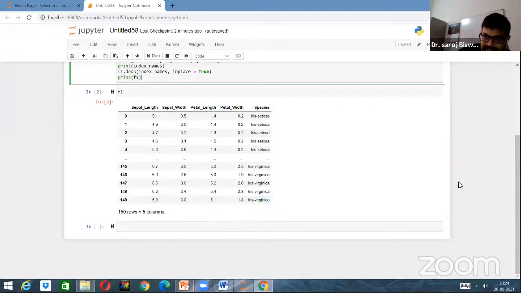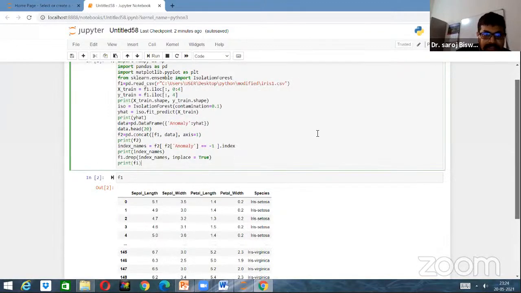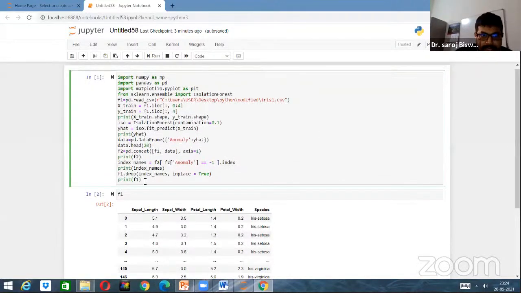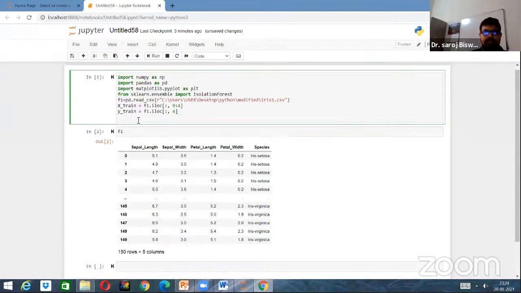So initially the data set is broken here. I'm cutting from here. Now the data set is broken, because F1 is the data set, and this data set has these columns. How many columns? 1, 2, 3, 4, 5. How many rows? 150. Out of 150, we are going to take all 150 in unsupervised learning, but this part we are cutting.